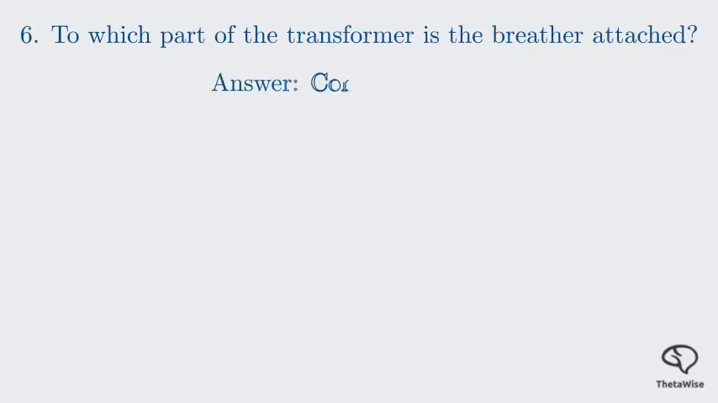We now move to a couple of quick fact-based questions, perfect for 1 or 2 marks. First, question 6. To which part of the transformer is the breather attached? The answer is the conservator tank. The breather ensures that the air entering the conservator is free of moisture.